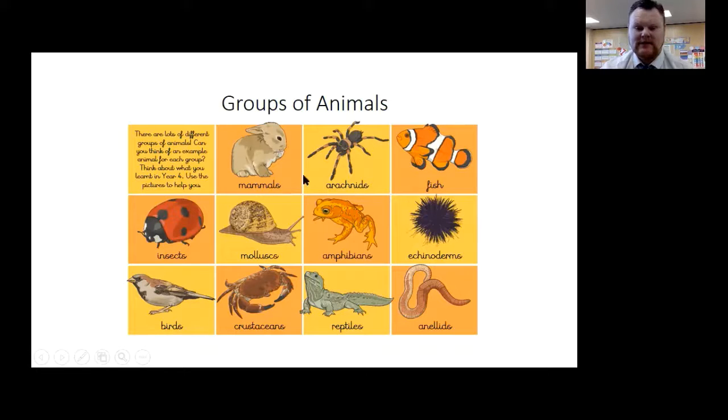Mammals, can you think of an example? Use the pictures to help you. You should be able to name most of these. Not sure about echinoderms, or crustaceans perhaps. We should certainly recognize those creatures.